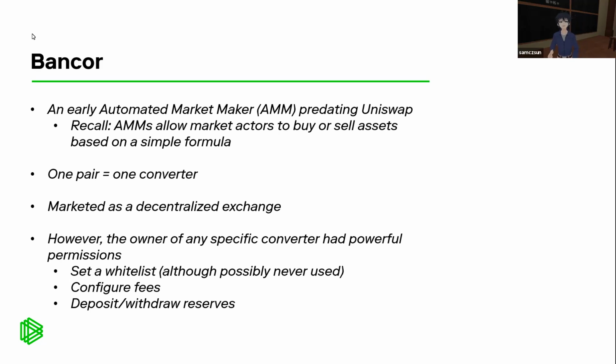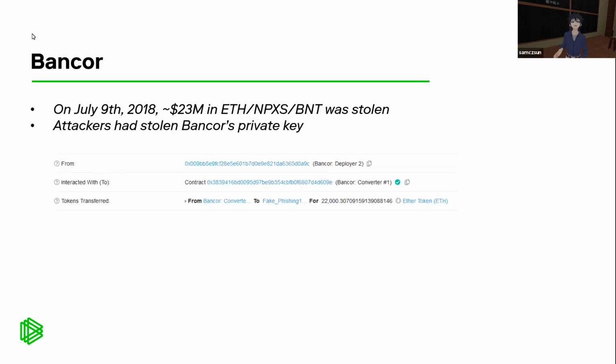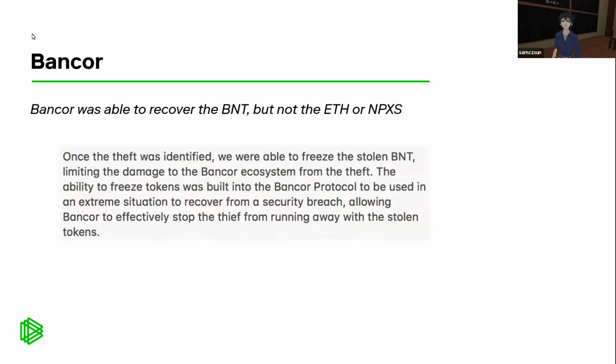You can probably imagine where this is going, because on July 9th, 2018, about $23 million of Ether, NPXS, and Bancor tokens was stolen. And the way it was stolen was that the attackers actually used Bancor's own wallet, their Bancor Deployer 2 address, to withdraw all the funds from a few converters and transfer it to their own address. Fortunately, Bancor was able to recover the BNT tokens, but not the ETH, because Bancor in their own token had built in a feature which allowed them to freeze tokens on any address.